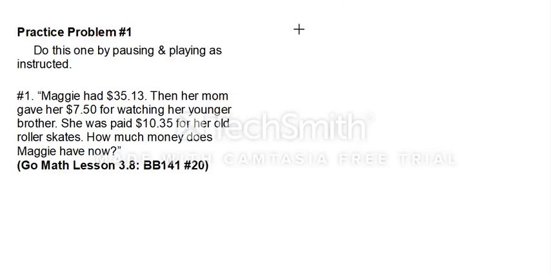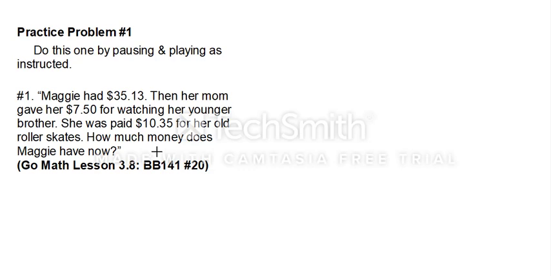Practice problem number 1. Let's go ahead with this. Remember to do this one step by step by pausing and playing as instructed. So Maggie had $35.13. Then her mom gave her $7.50 for watching her younger brother. She was paid $10.35 for her old roller skates. How much money does Maggie have now?